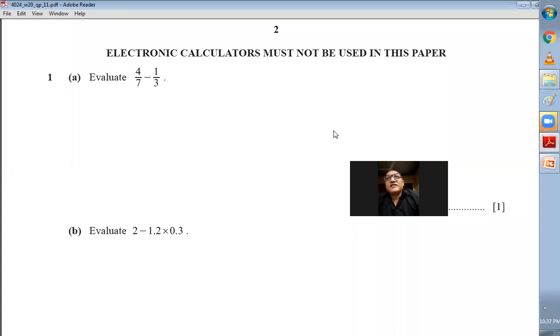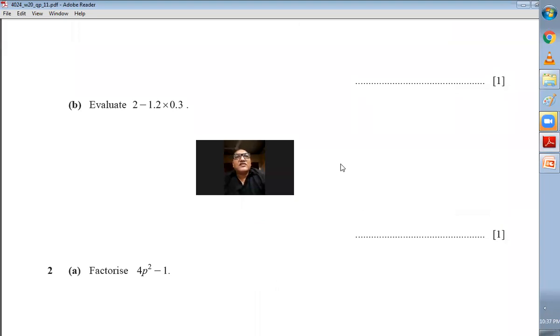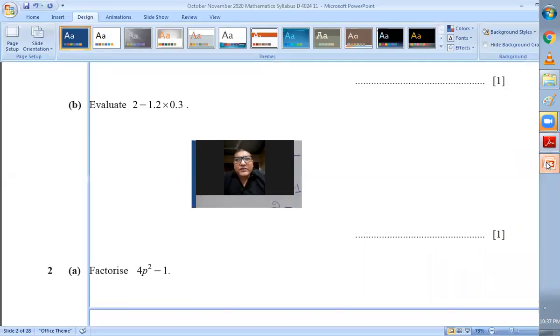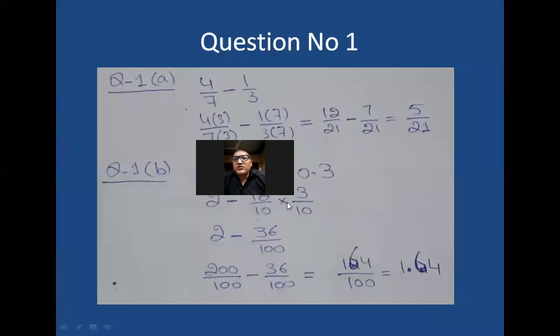The next part is the B part of question number 1. It says 2 minus 1.2 multiplies 0.3. A very simple question, but you need to remember that first of all you need to multiply. You cannot subtract first. You need to multiply first. So 1.2 will multiply first of all with 0.3. And because this is paper 1 and the calculator is not allowed, with a trick you do these calculations.